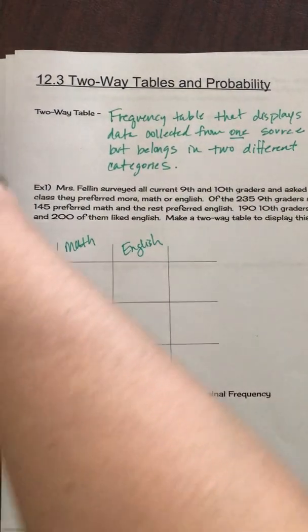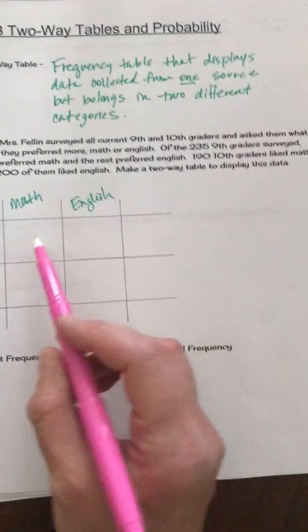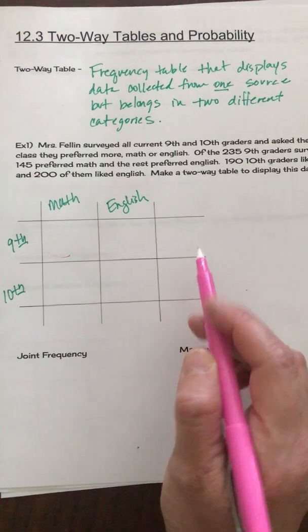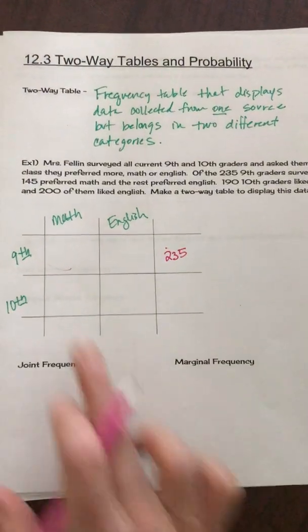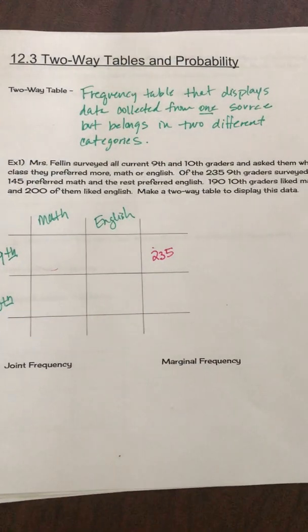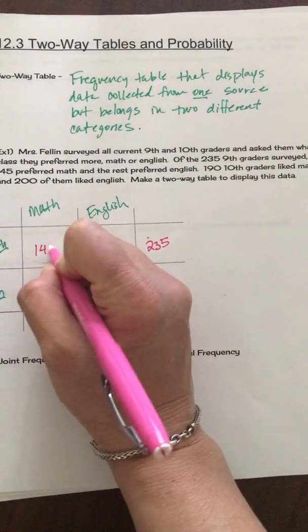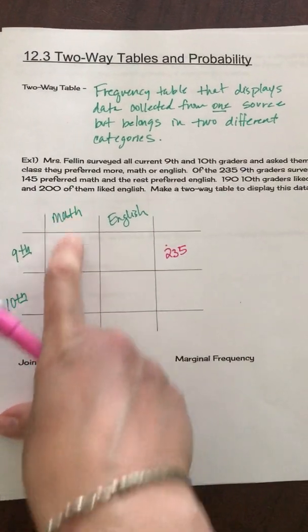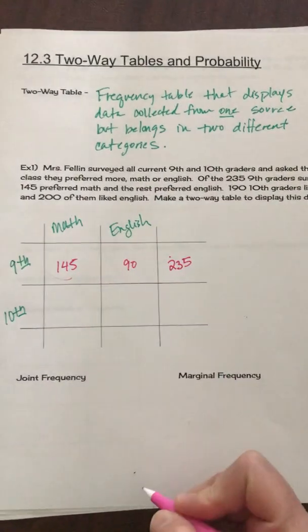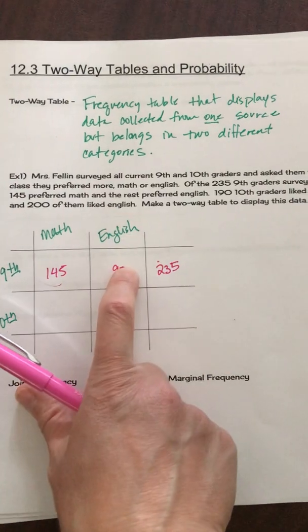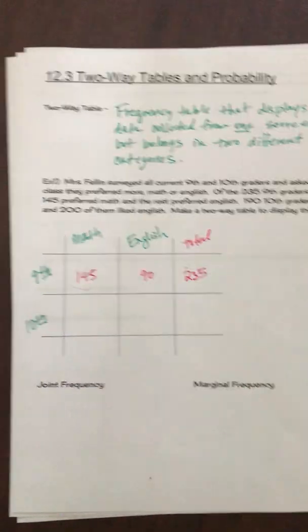Now let's look at all the data points. It says, of the 235 ninth graders. This row is all about ninth graders, so there are 235 total ninth graders in my survey, and that whole row has to add up to 235. 145 of this group preferred math, so I'm going to put 145 here. You read this as ninth graders who like math. If we do some subtraction, we figure out that 90 of those kids liked English. So ninth graders who liked English would be 90. These two numbers should add up to our total, which is 235.